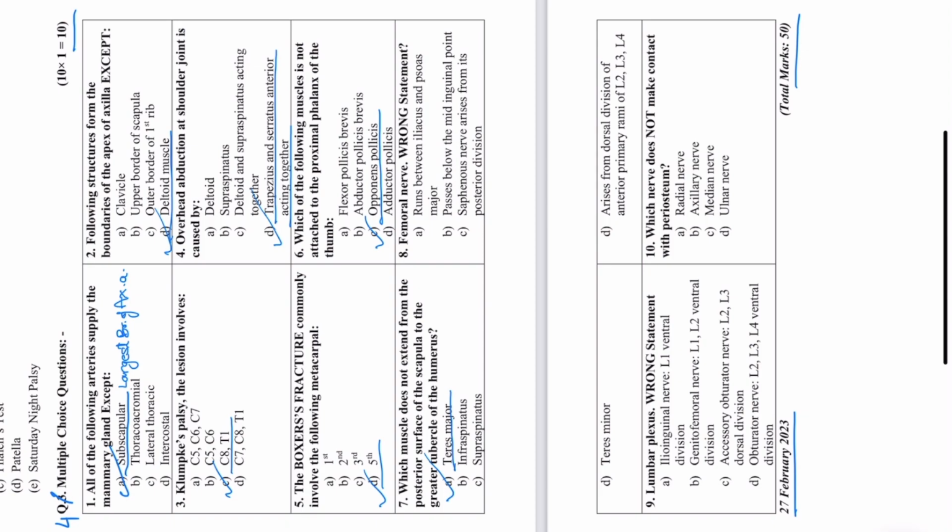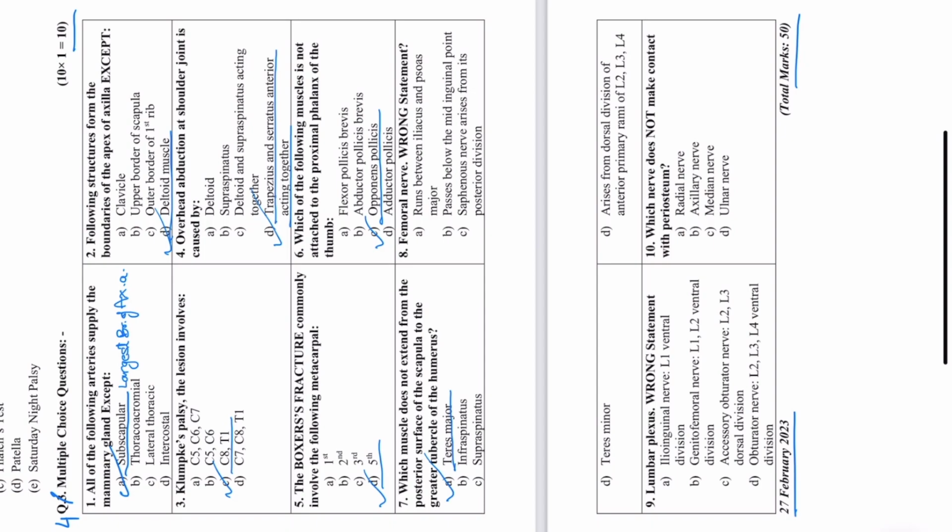Because teres major, although it takes origin from the dorsal aspect of the lateral border of the scapula, reaches anteriorly, participating in the posterior wall of the axilla. It reaches the front of the humerus and gets attached onto the medial lip of the intertubercular sulcus. That's why teres major is a medial rotator while teres minor is a lateral rotator of the shoulder joint.